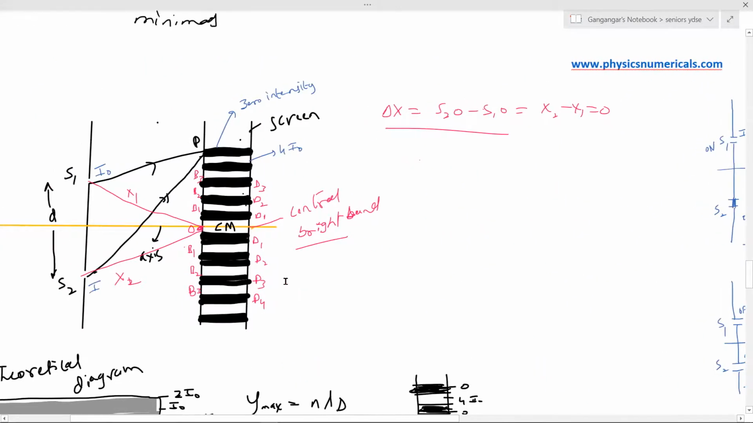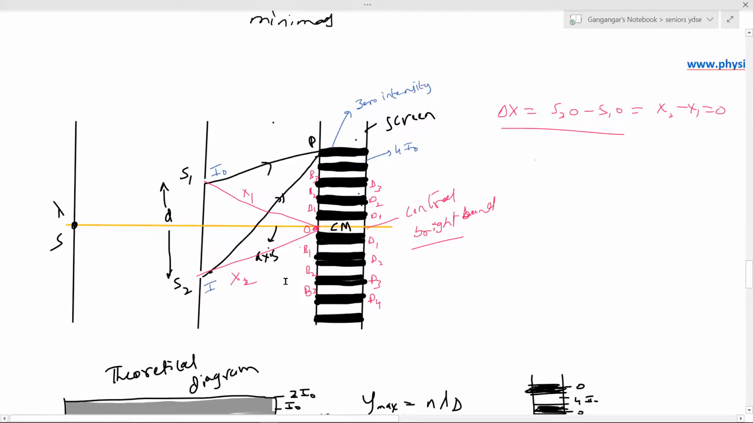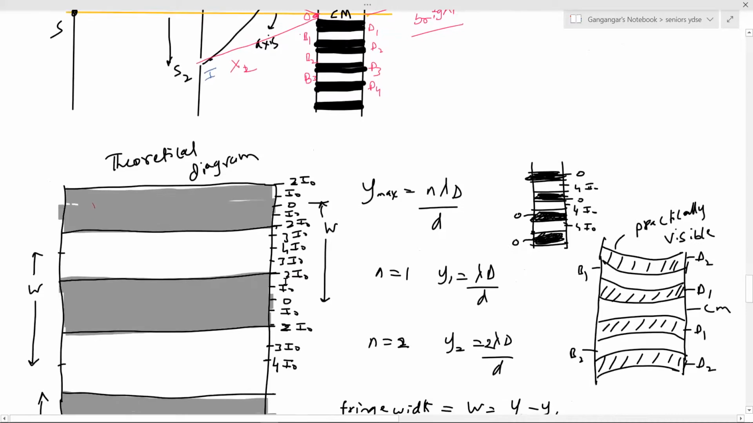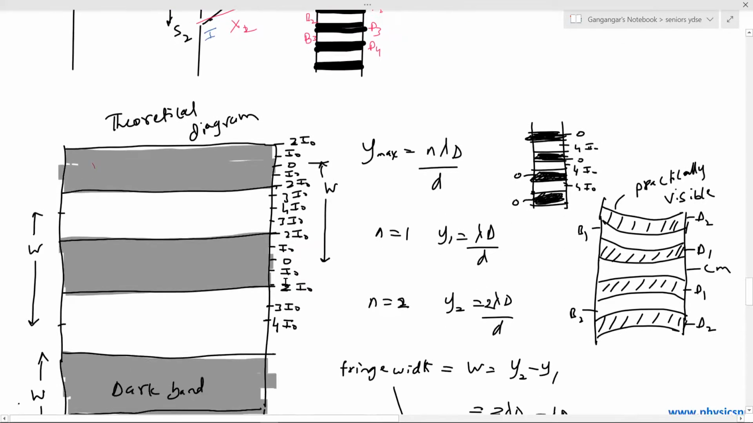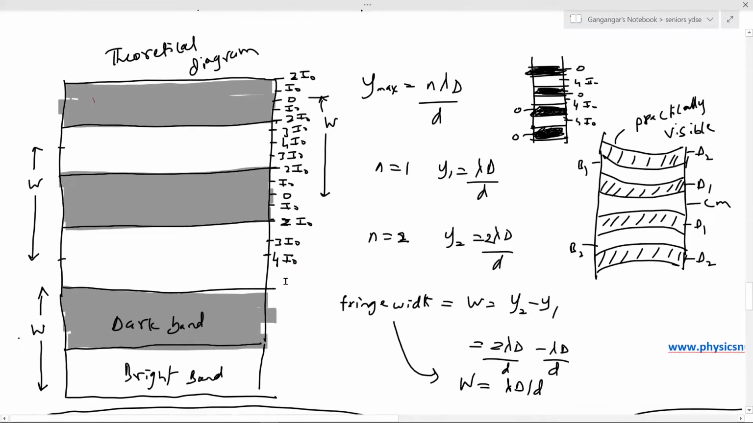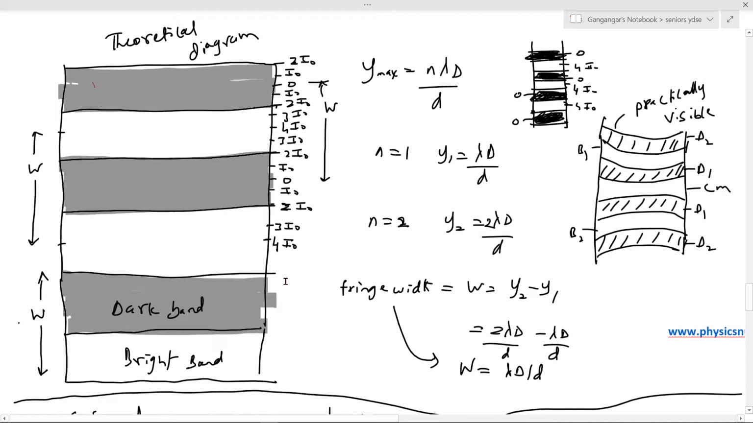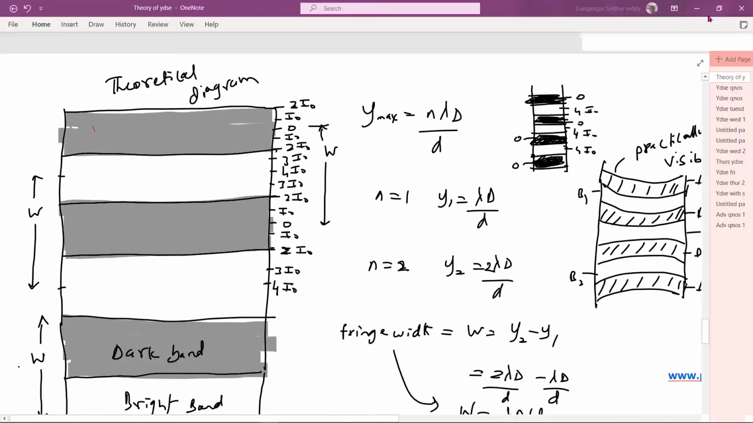So let me take you back. Why alternate bright and dark bands there on the screen? Because of the interference phenomena we can see. Okay, now will it be intensity 4 I naught everywhere? The answer is no. Where the intensity will be 4 I naught? At the midpoint of, let me bring the pointer.